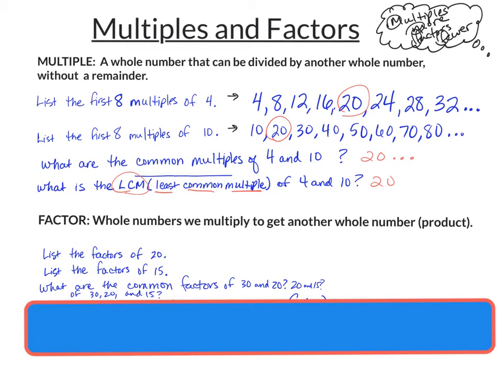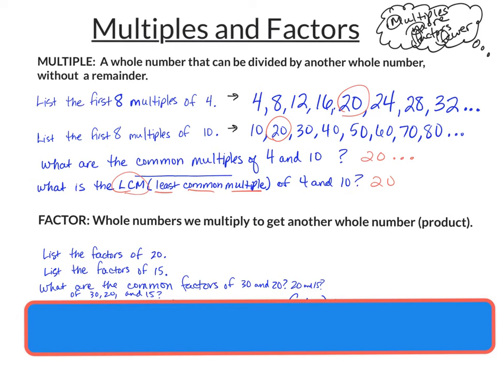Now we're going to think a little bit about factors. Whole numbers we multiply to get other whole numbers are called factors. So if we were to list the factors of the number 20, it's a little bit like working backwards when you're factoring a number. The factors of 20 are all of the numbers that you multiply to get that number.